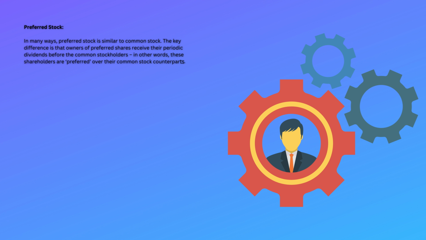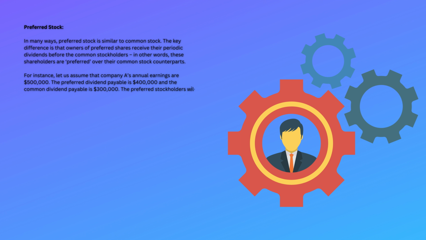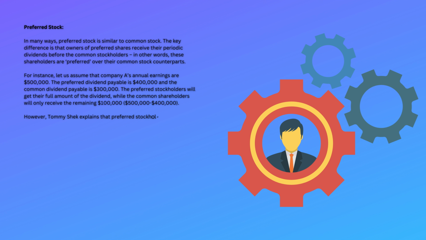For instance, let us assume that Company A's annual earnings are $500,000. The preferred dividend payable is $400,000 and the common dividend payable is $300,000. The preferred stockholders will get their full amount of the dividend, while the common shareholders will only receive the remaining $100,000, that is $500,000 minus $400,000.